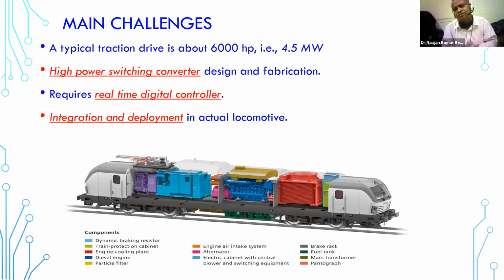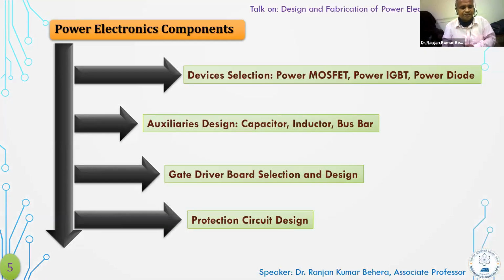So what is the challenge today in India? In India it is a 4.5 megawatt drive, and you need to design a high power switching converter, which must be very compact to install within the traction motor, and a real time digital controller, because a little mismatch can derail the whole rail engine. That is why real time control is very important. And the second, third thing is integration and deployment in the actual locomotive. That was the task given to us.